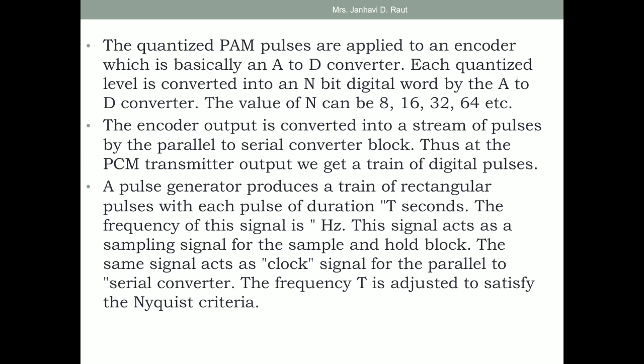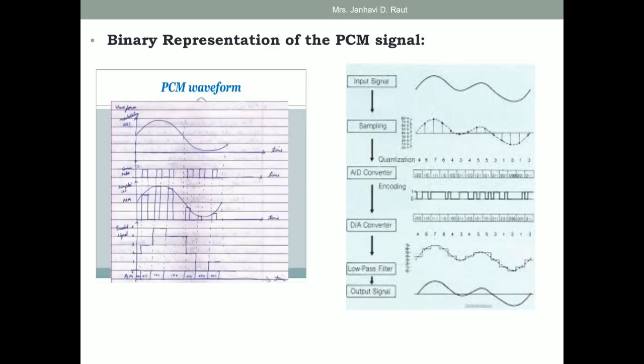Thus, at the PCM transmitter output, we get a train of digital pulses. A pulse generator produces a train of rectangular pulses with each pulse of duration t seconds. The frequency of this signal, fs, is in hertz.